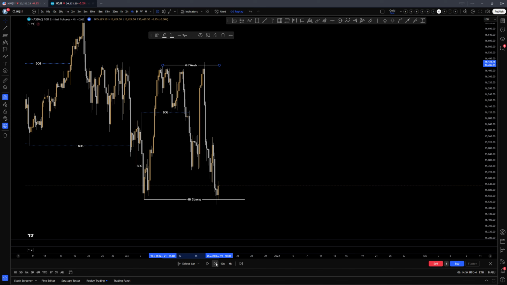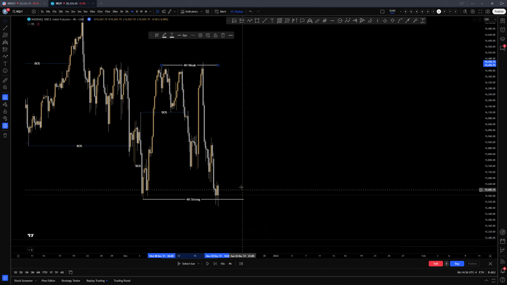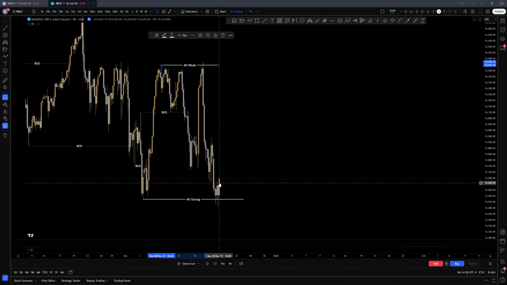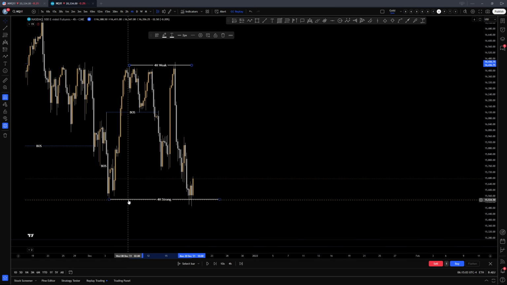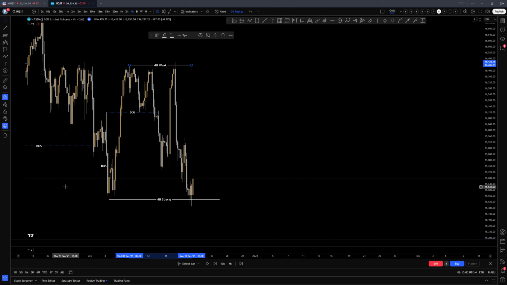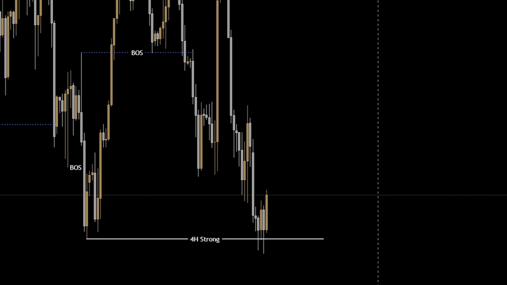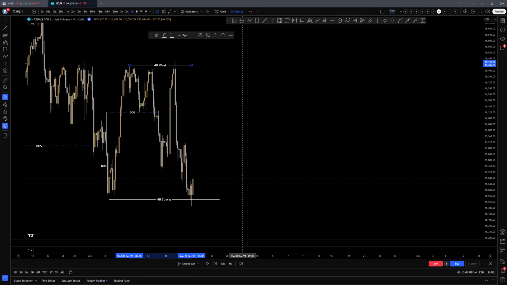Not so far. Not there, and not there. Okay, so plenty of rejections from this, and then a nice strong candle to the upside. So we had this strong structure. We still haven't broken it, right? You can see that pretty clearly. Okay, we've not broken that structure.